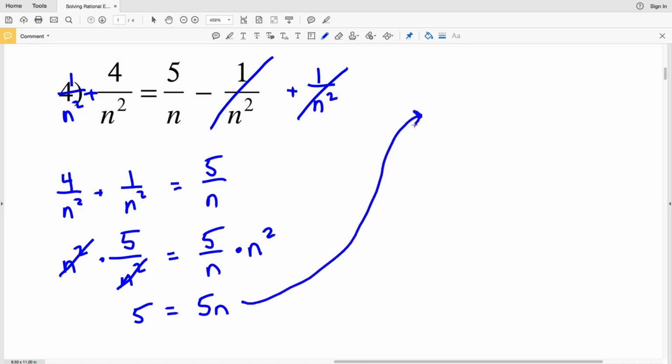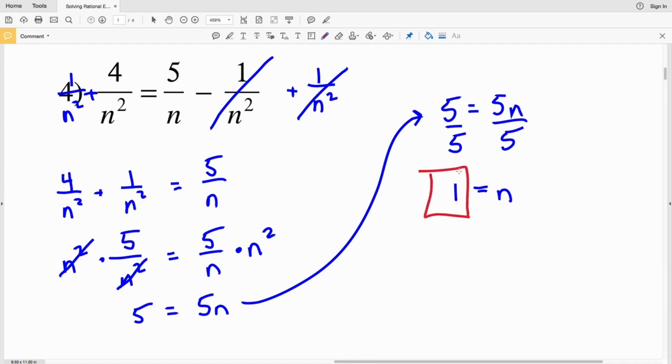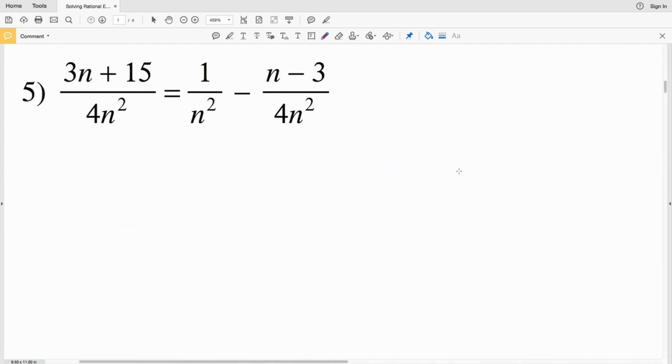I'll rewrite that up here, so 5 is equivalent to 5n, and when you divide both sides by 5, you'll get that 1 is equal to n. So the answer for number 4 is 1. Now on to number 5, and this is the last problem we're going to do in this video.